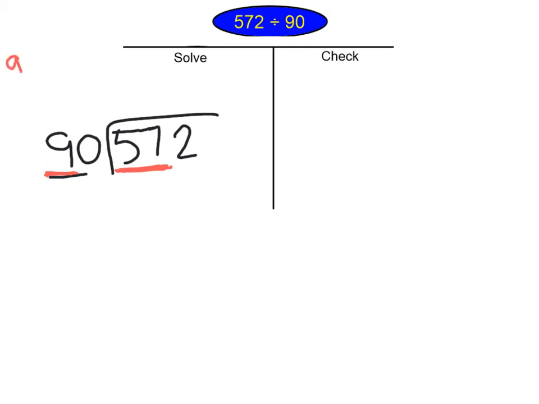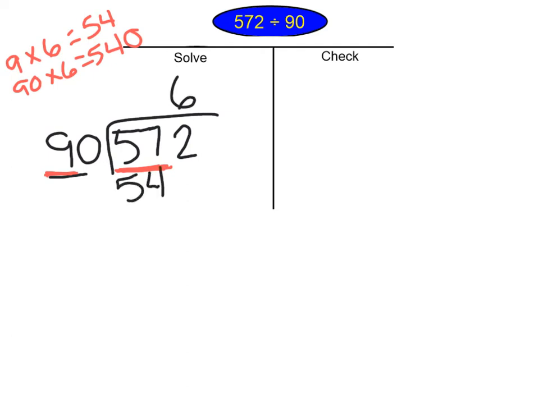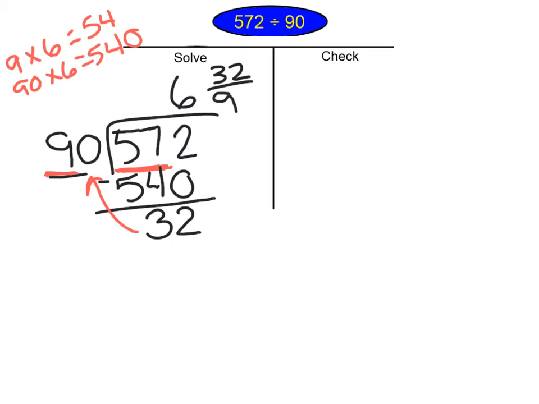I know that 9 times 6 equals 54. So 90 times 6 will equal 540. And 540 is pretty close to 572. So I'm going to multiply 90 times 6 and get 540. I'm going to subtract. I get 32 left over. Now 32 is less than my divisor, so that becomes my remainder. Becomes the numerator of my remainder over the 90. So my answer is 6 and 32 over 90.